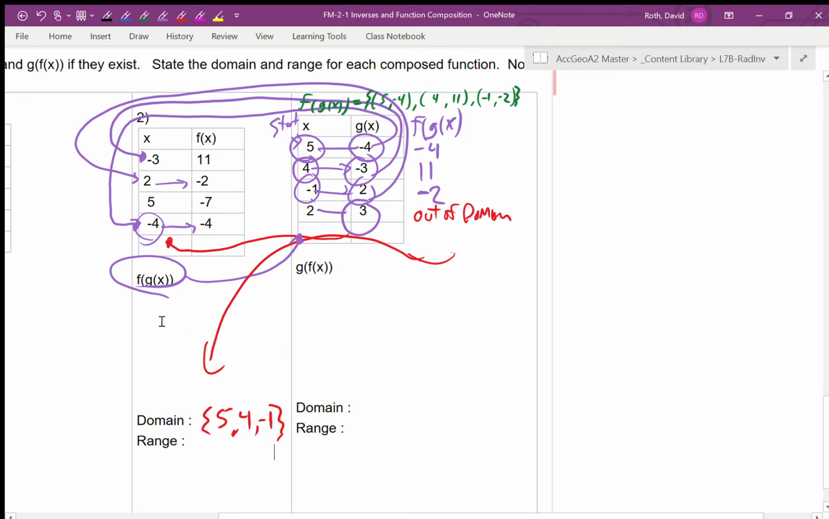Likewise, the range of f of g of x, in this case, is the 3 values from here of -4 and 11 and -2. And if you write those out as coordinate pairs, notice that you get back to the green that I had originally up here in the set notation. But okay, well, I'll leave it at that. Hopefully that's a little bit clearer now, and it helps.